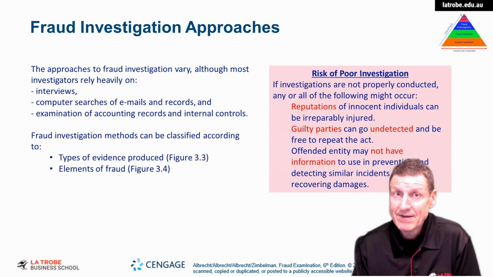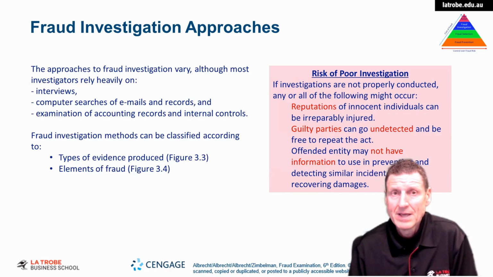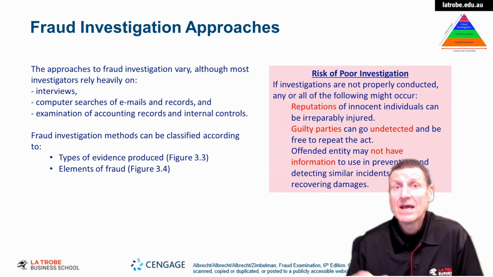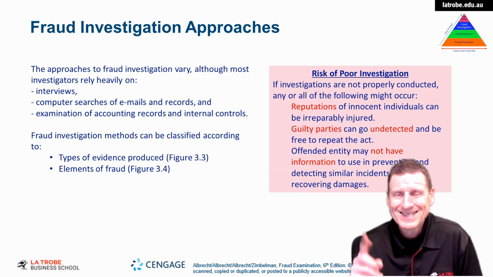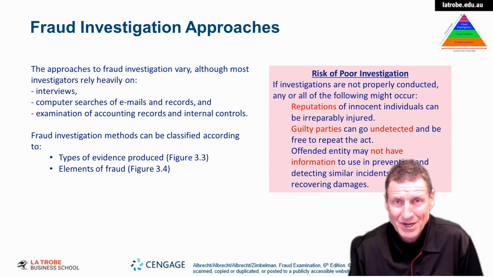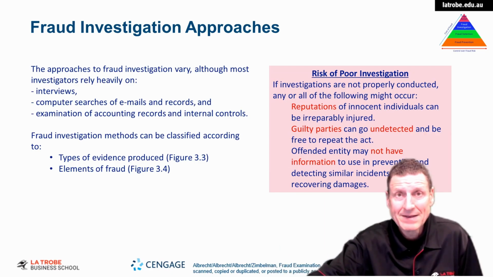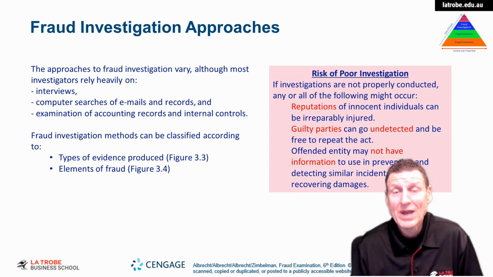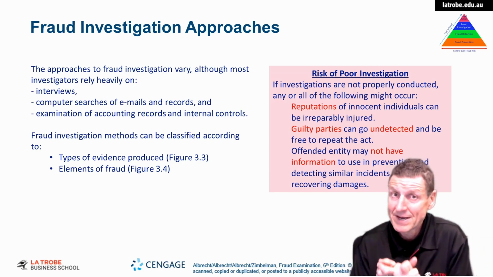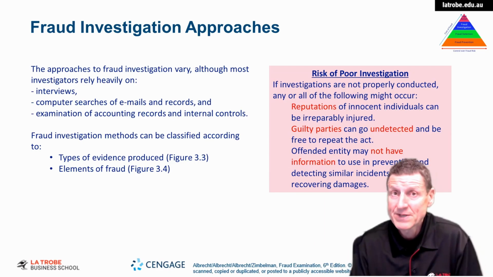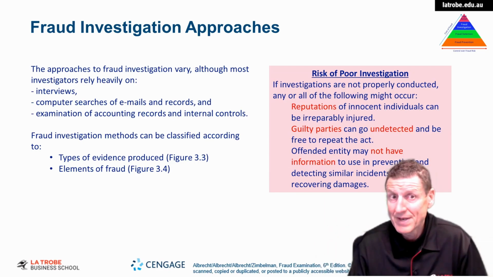So we can approach fraud investigation in the following ways. We can undertake interviews, computer searches of emails, records, and examination of accounting records and internal controls. And as is said later in the chapters, you don't go and interview your number one suspect at the get-go. You wait for them at the end. You want to gather your evidence first. So fraud investigation methods can be classified according to the types of evidence produced and the elements of fraud, which are documented on the next slide.